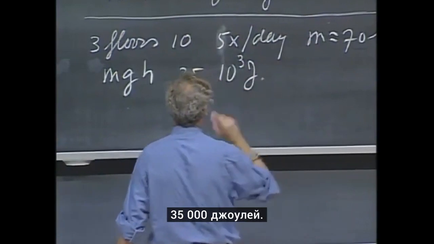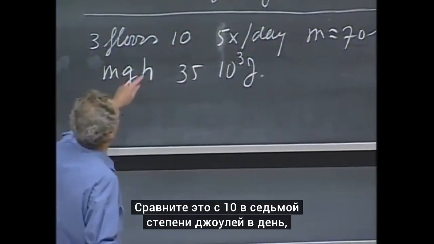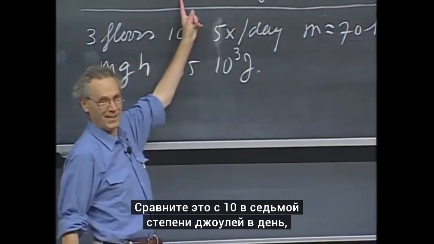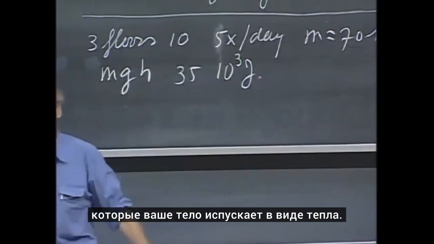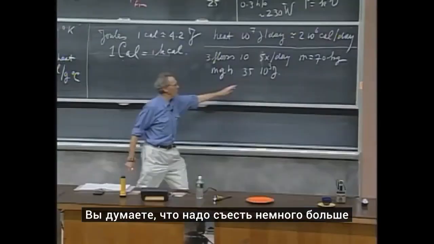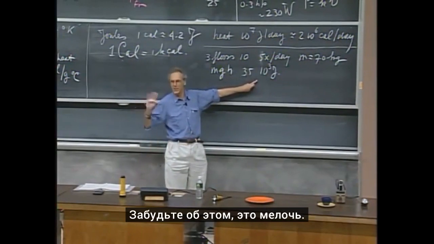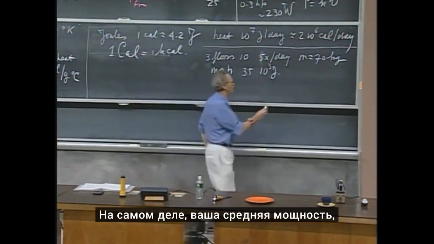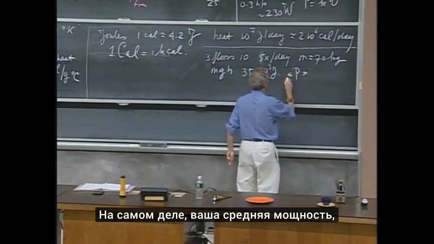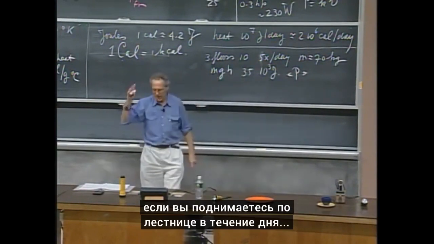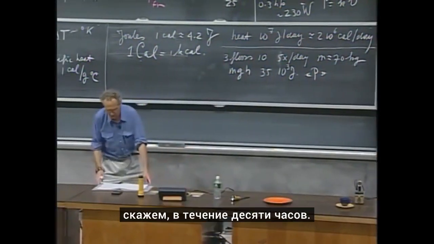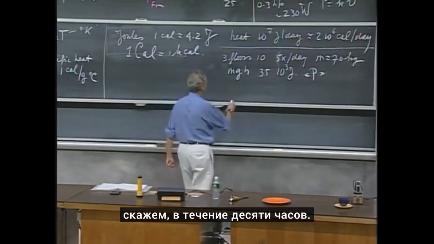35,000 joules. Compare that with the 10 to the 7 joules per day that your body generates in terms of heat. You think you have to eat a little bit more for these lousy 35,000 joules? Forget it, it's nothing. In fact, your average power, if you walked up these stairs and you spread it out over a day, and say it took you 10 hours.